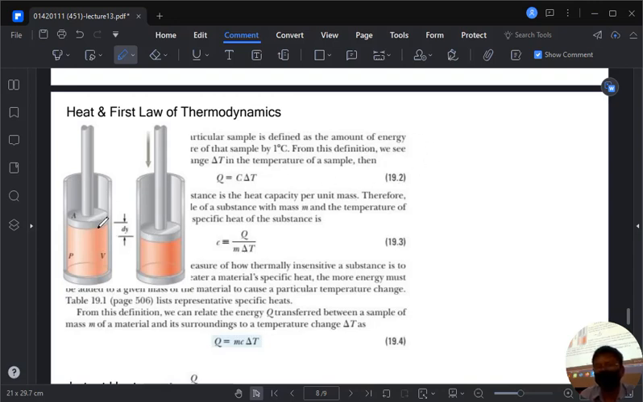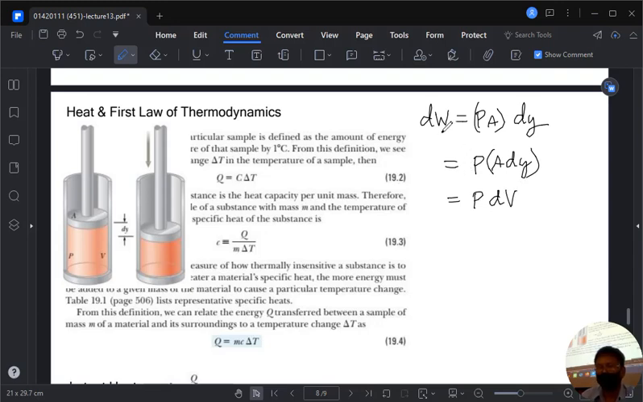The work done by outside: dW is the force. The force is PA, right? Pressure times area times the displacement dy, which is equal to P times A dy. We're going to call this the change in volume, P dV. This is work from outside, external work. So you have a new expression, W is the integral of P dV.